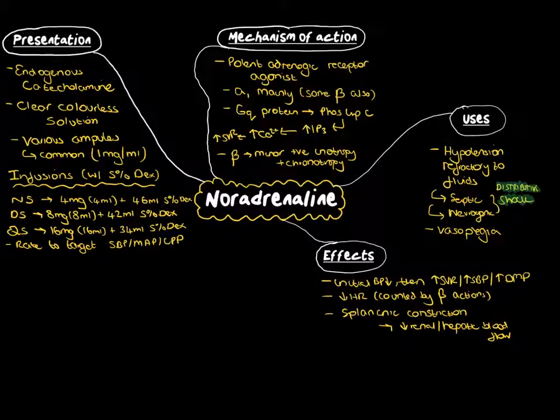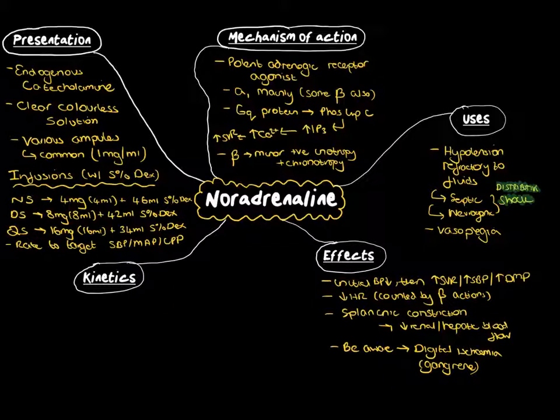One of the main endpoints that we need to consider when we're using NORAD, particularly at higher dosages on the ITU, is that you can get digital ischemia, and this can lead to gangrene, and this is commonly seen in the toes and the feet. Most people who've worked on an ITU will have seen some form of digital ischemia secondary to NORAD. It's one of the difficult challenges to overcome when using NORAD to try and keep people's blood pressure at an appropriate point. Moving on to the pharmacokinetics of NORAD.